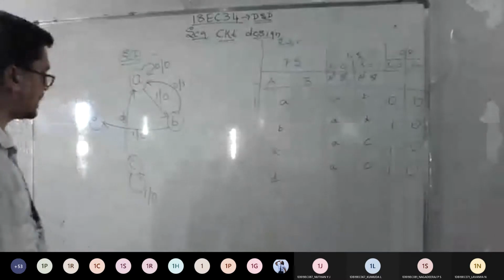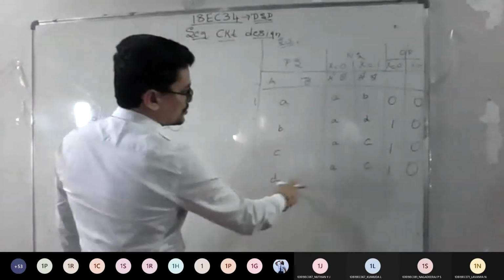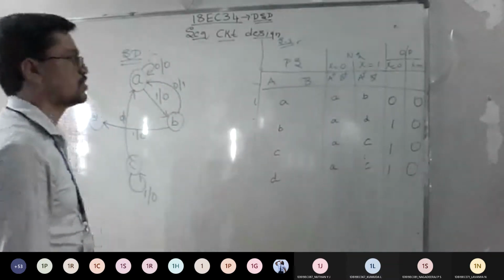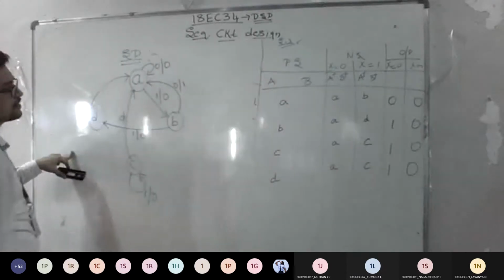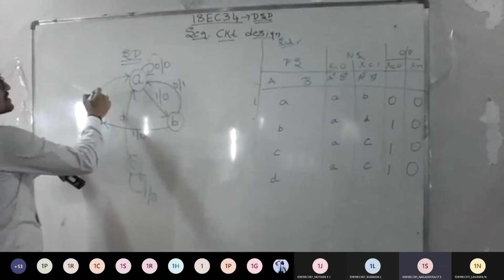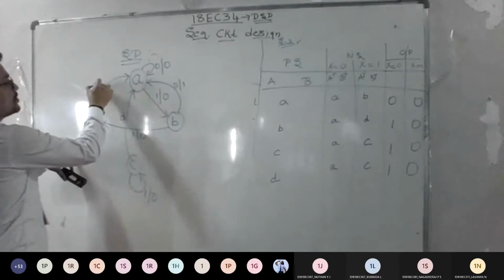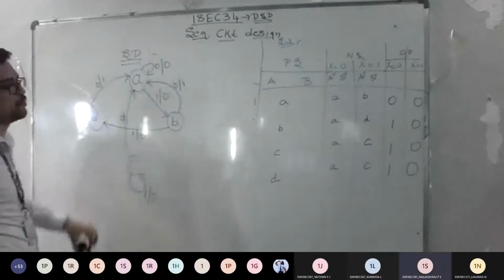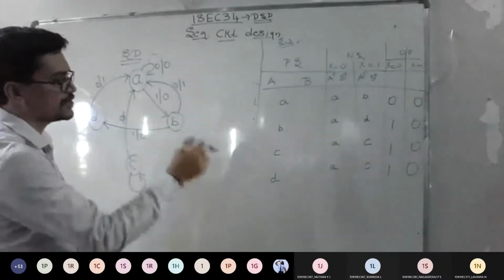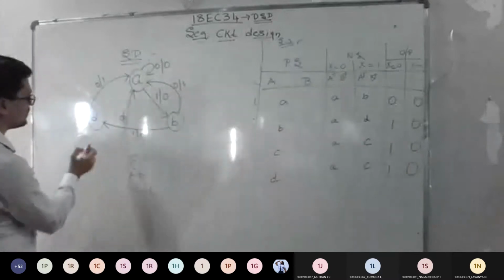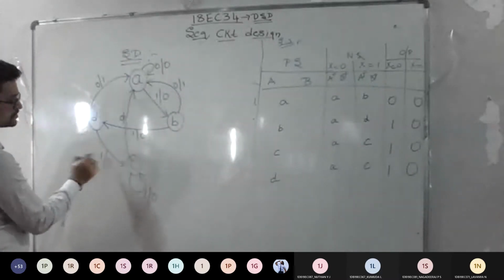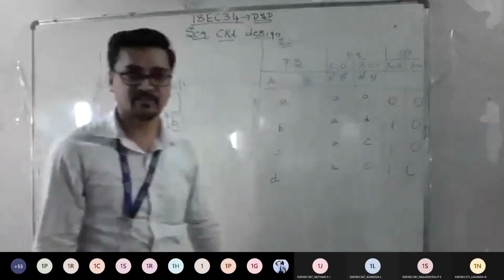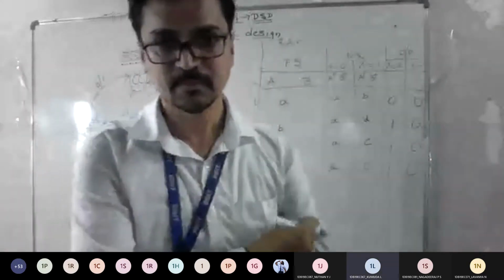Fine. Last category, I am at D. So D to A is the next state. For input 0, I should go from D to A with the arrow mark pointing there. It says input is 0. What's the output here? 1. So last, D to C. If input is 1, what is the output? 0. Anything left out? No, sir.